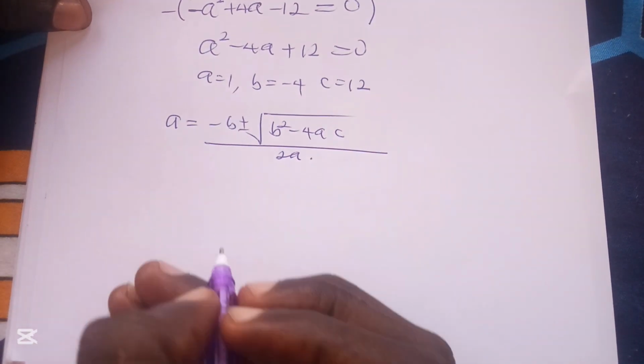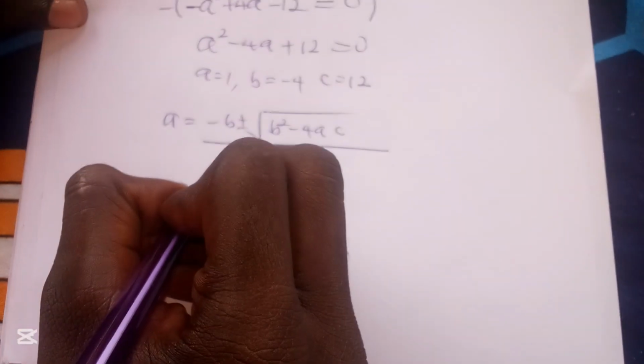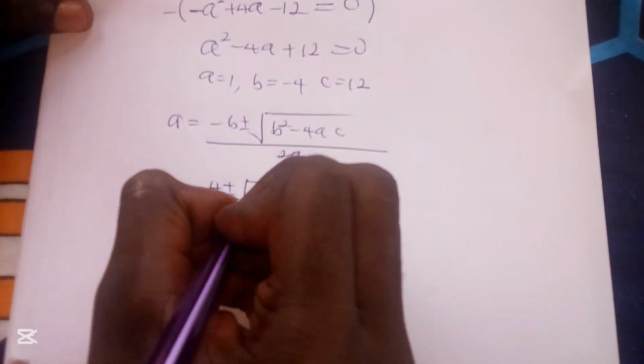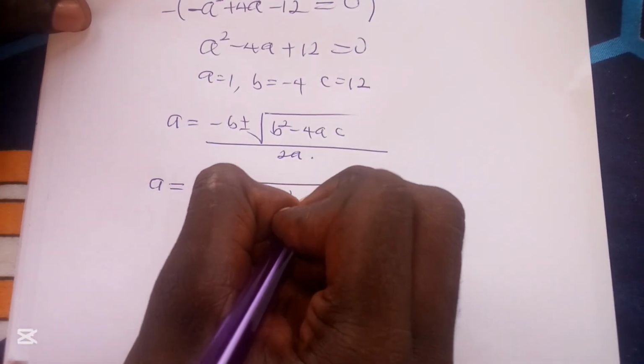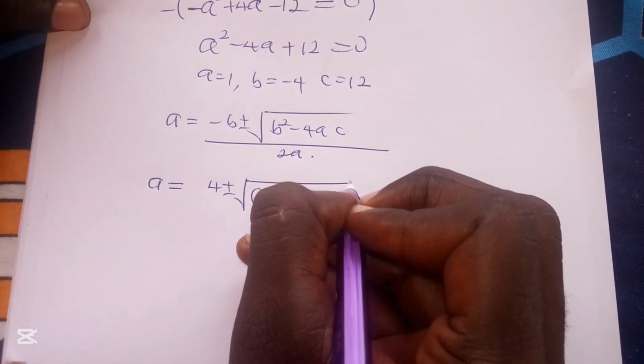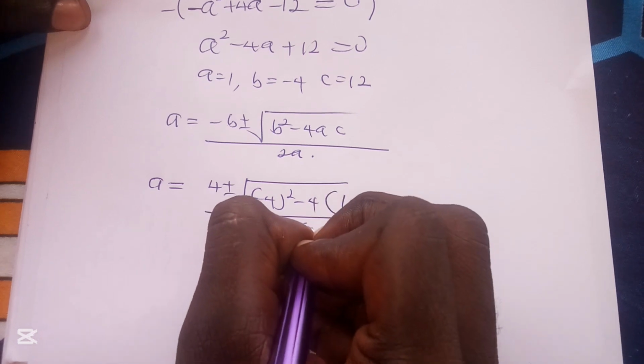Now we substitute right away. We want to find the value of a also. We say a then becomes, what is b? b is given as minus 4. This becomes 4 plus or minus the square root of, what is b? Minus 4 square, minus 4 into, what is a? We know a is given as 1, multiplying by c, which is given as 12. Then we divide everything by 2 into 1.